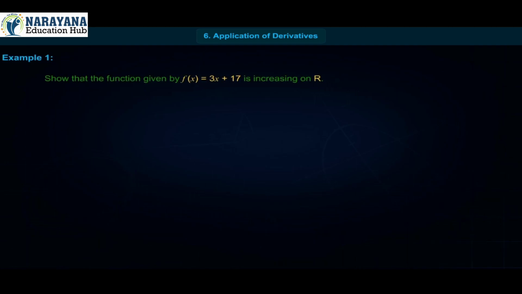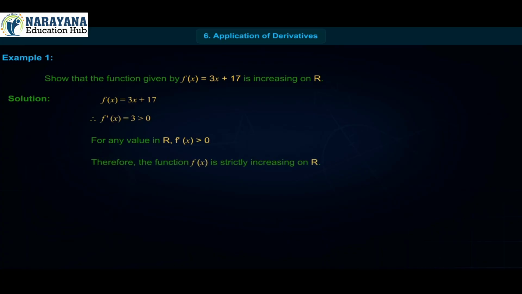Example 1. Show that the function given by f of x is equal to 3x plus 17 is increasing on R. Solution: f of x is equal to 3x plus 17. Therefore, f dash of x is equal to 3, which is greater than 0. For any value in R, f dash of x is greater than 0. Therefore, the function f of x is strictly increasing on R.